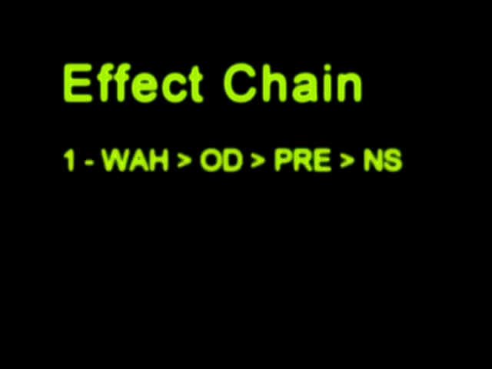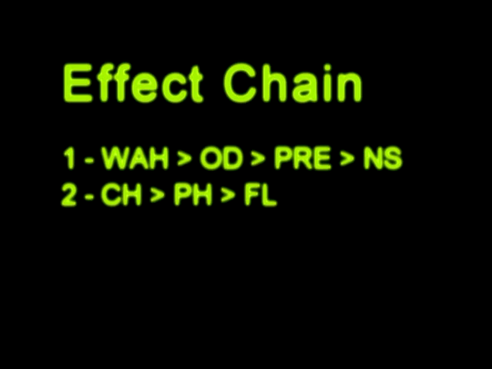Generally, you would have the wah and overdrive at the start of the chain, then your preamp. You would then place the noise suppressor to keep the noise level under control, then place modulation type effects such as the chorus, phaser and flanger, and lastly, time-based effects such as reverb and delay.